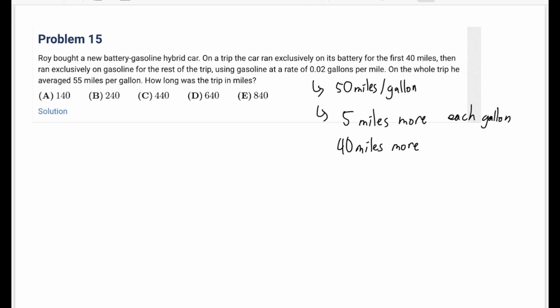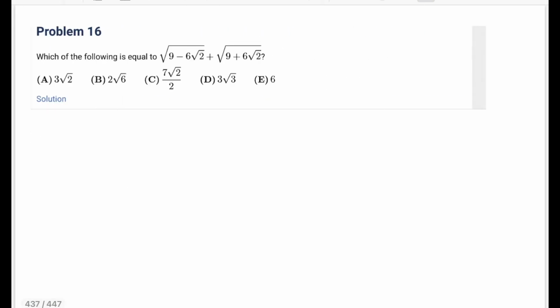For, this is times 8, right? So this is 1 times 8, so this is for 8 gallons. And so the whole trip, since he averaged 55 miles per gallon, was 55 times 8 equals 440. The answer is 440 miles. The answer is C. Number 16, which of the following is equal to root of 9 minus 6 root 2 plus root of 9 plus 6 root 2?